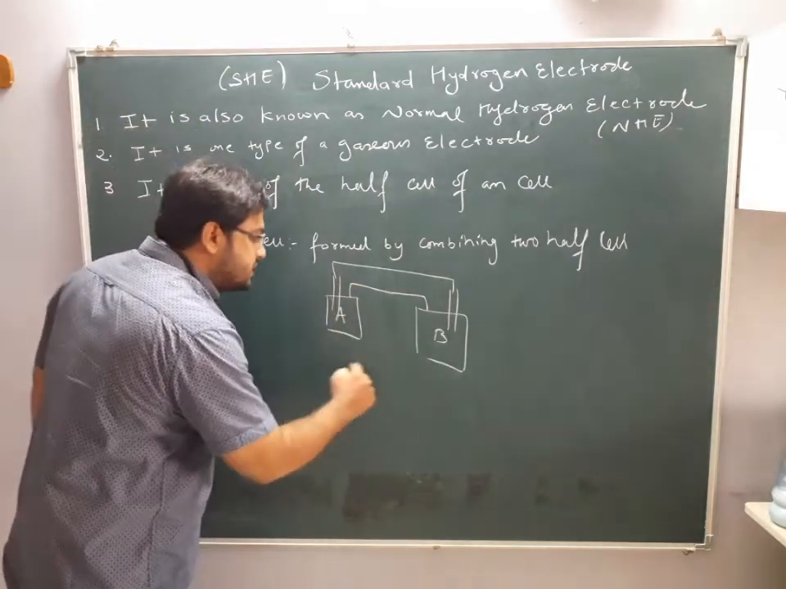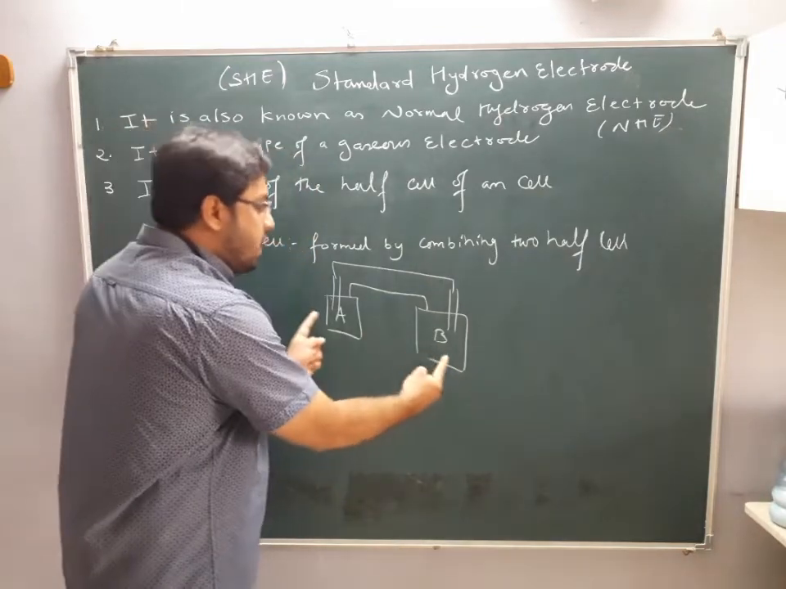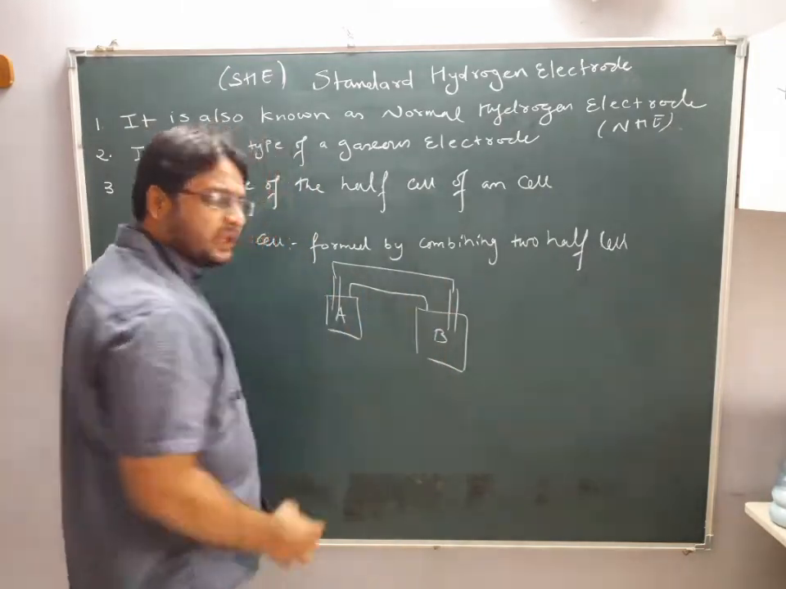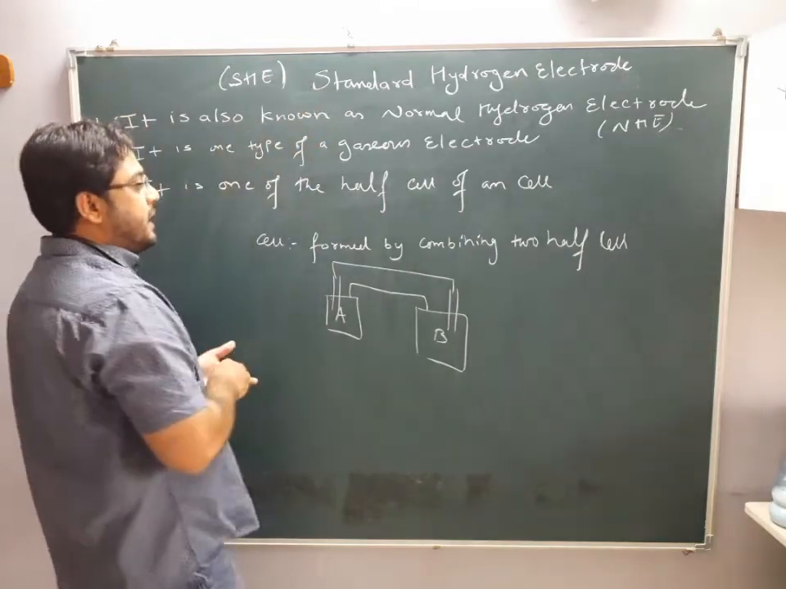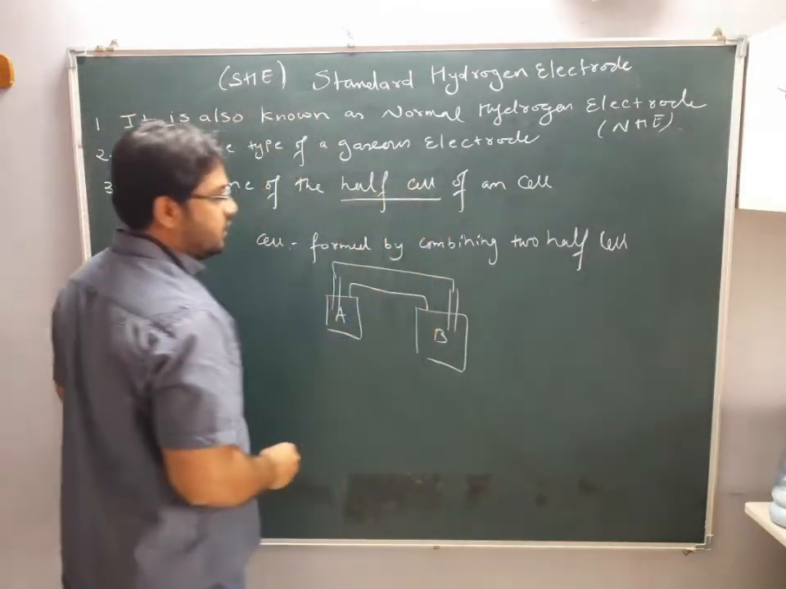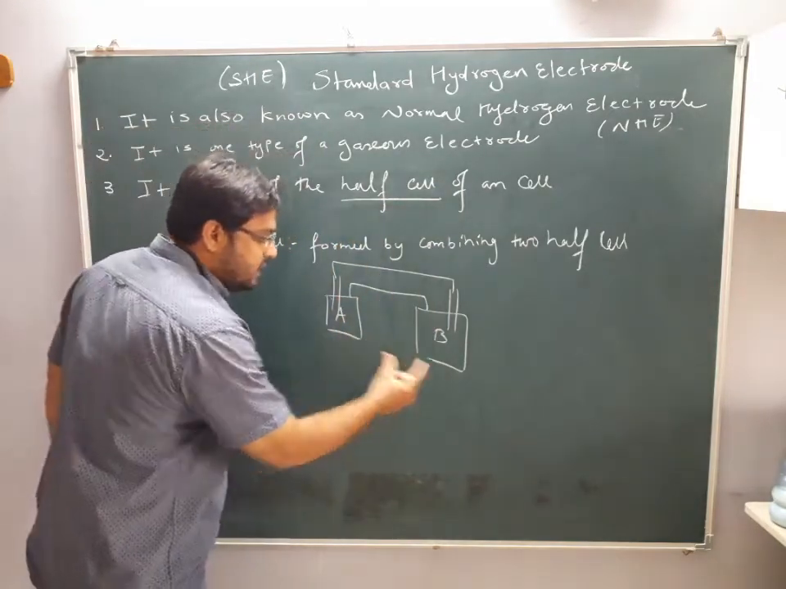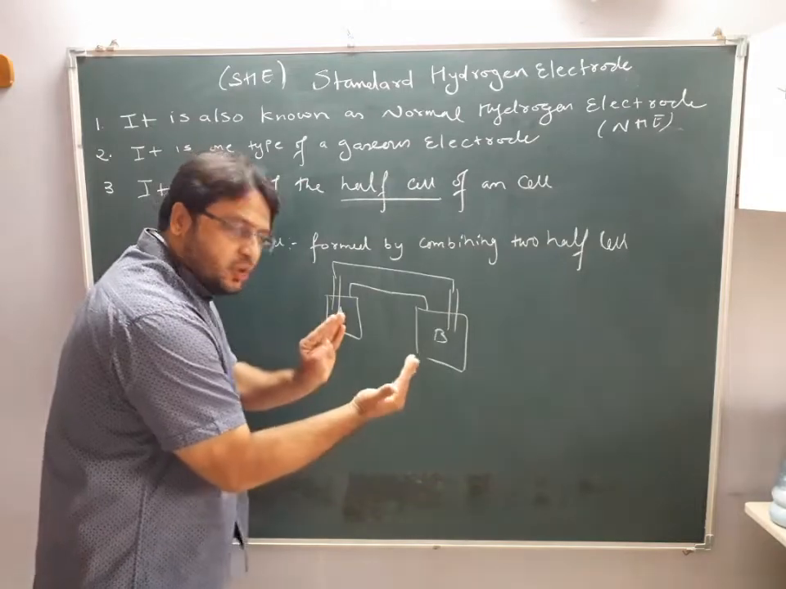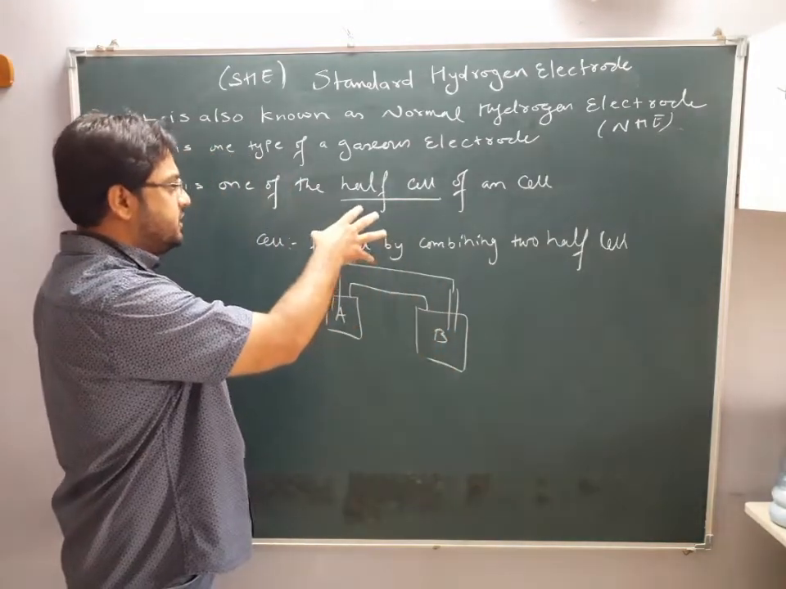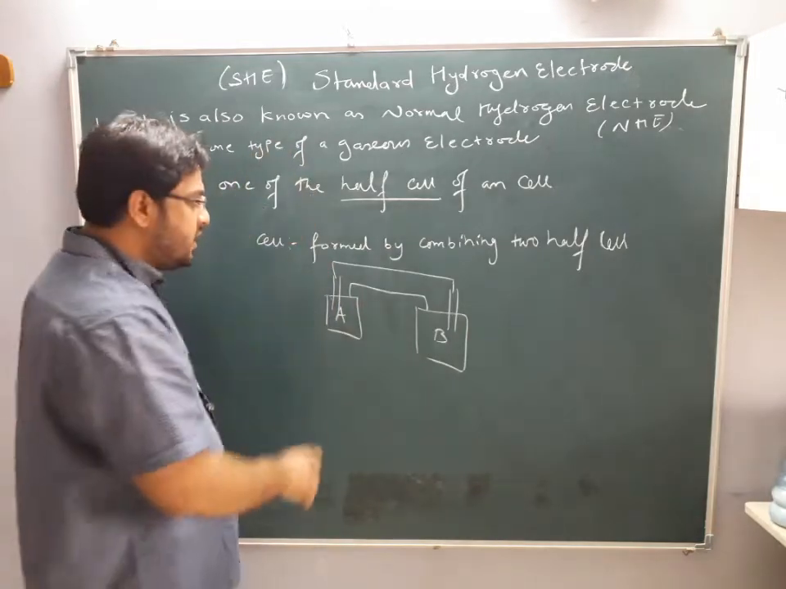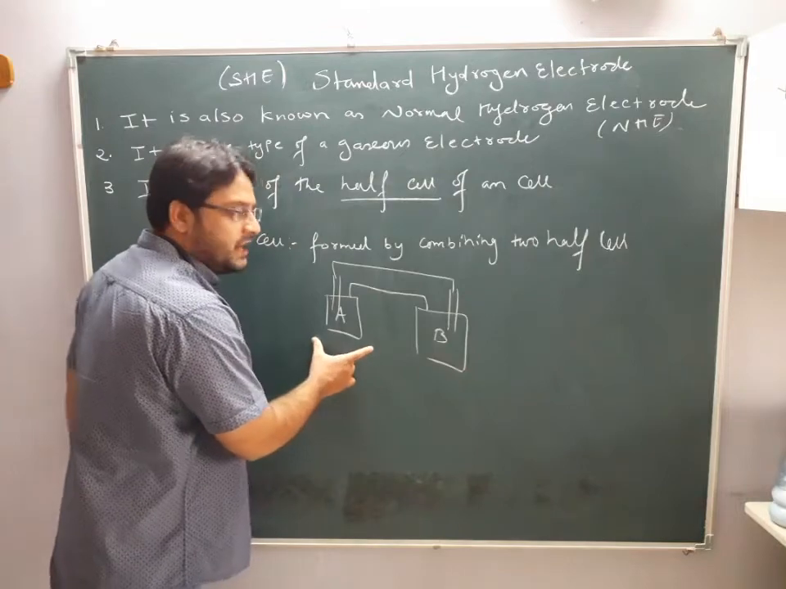So this portion is one half cell, and that is another half cell. By combining two half cells with an external circuit, we form a cell. Similarly, the standard hydrogen electrode is one type of half cell of a cell. In a cell there are two half cells. By combining these two half cells we make one cell. Now the standard hydrogen electrode is one of the half cells. Either this is a hydrogen electrode or that is a hydrogen electrode.